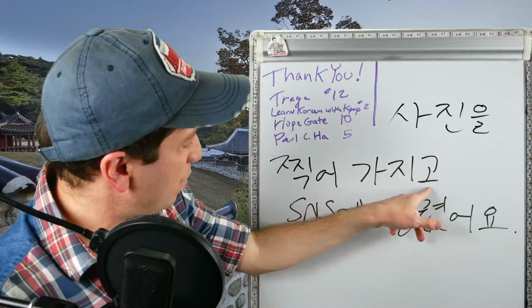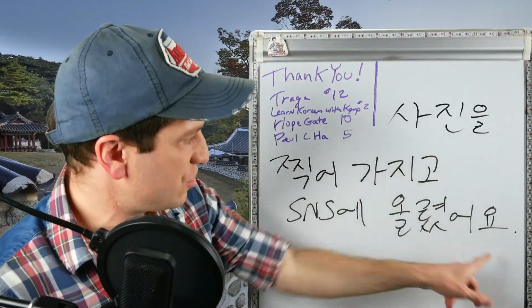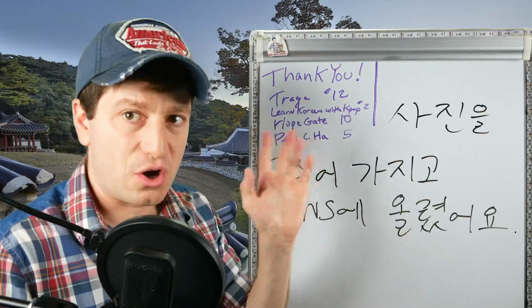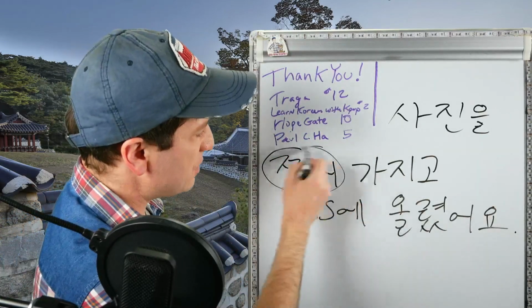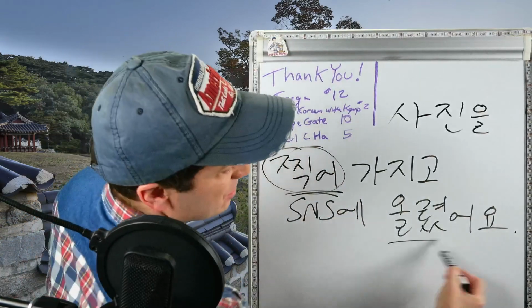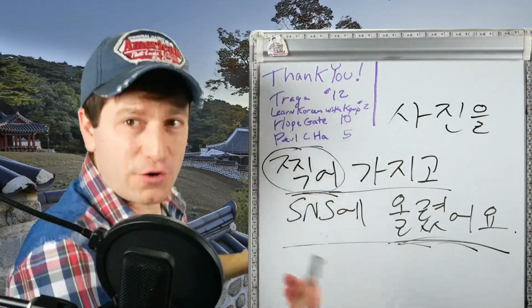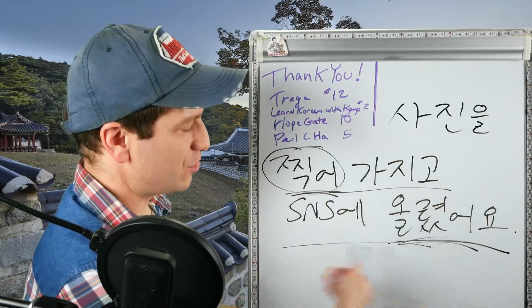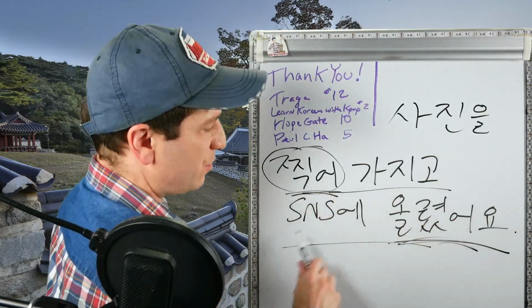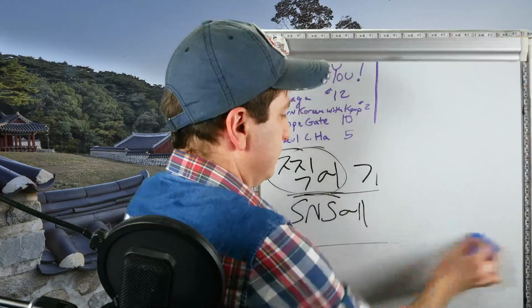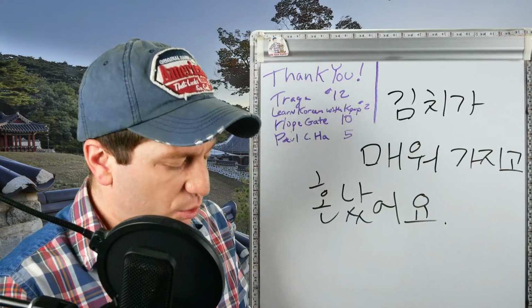사진을 찍어가지고 SNS에 올렸어요. So 찍어가지고 or 찍어서. So I took a photo. Notice it's in the present tense because the past tense comes from the end of the sentence. So you don't need to conjugate anything else here. I took a photo and uploaded it to social media. 사진을 찍어가지고 SNS에 올렸어요.